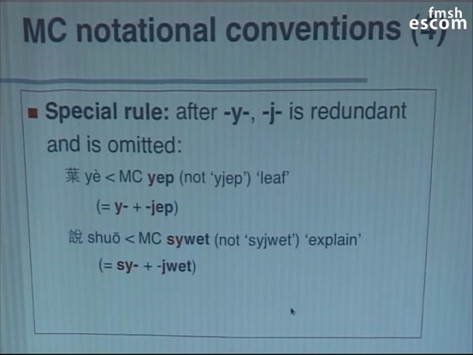There's a special spelling rule, I'm afraid. This is mostly for aesthetic reasons. The way it's usually analyzed, ye consists of the initial Y plus the final yep. But rather than writing YJEP, you just write Y. So if there's a J at the beginning of the final, you just leave the J out if it follows a Y in the initial consonant. Anyway, I've gotten used to it. I haven't gotten a lot of complaints about it.